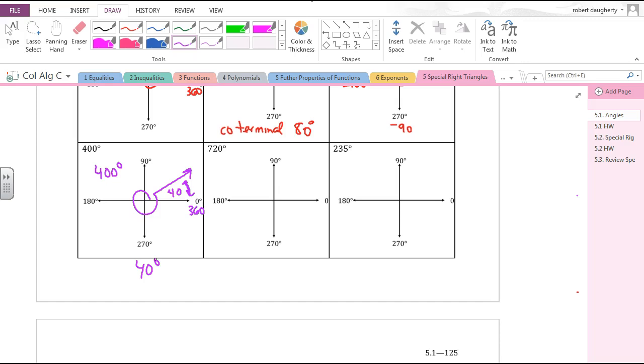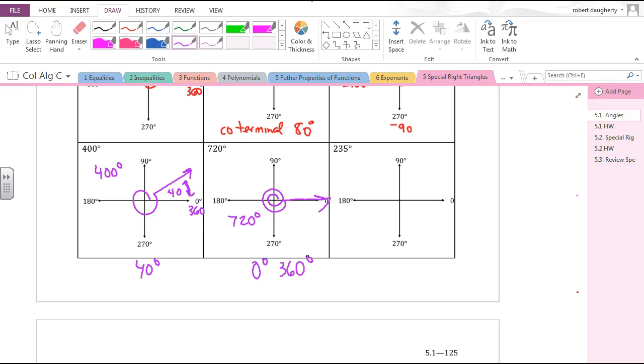720, where is that angle? That's just 2 revolutions. That's this angle right here. So that's 720 degrees. What angle between 0 and 360 has that same terminal side? Yeah, well, 0 or 360, either one of those. Okay. So a 720 angle is the same as a 0 degree angle or a 360 degree angle.